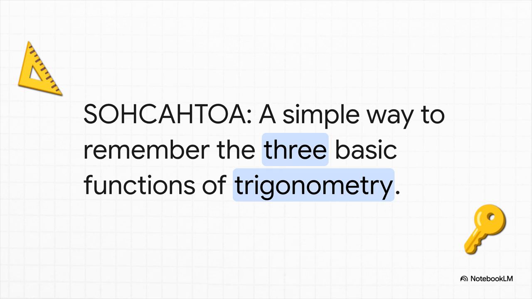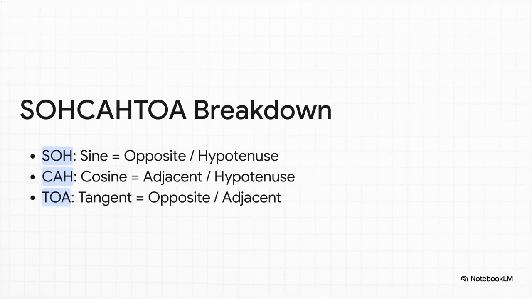Now, it's not some complicated equation. It's just a really simple way to remember the three basic functions of trigonometry: sine, cosine, and tangent. And if you have just one side and one angle of a right triangle, this little word is the key that unlocks everything else. Let's break it down real quick.